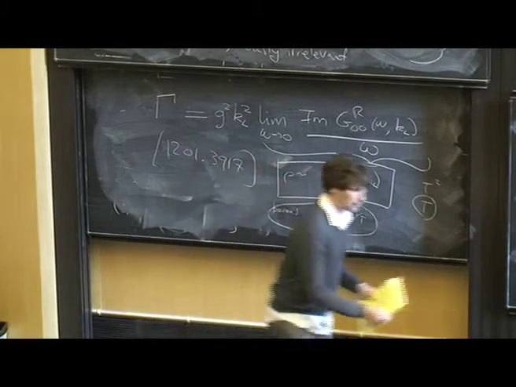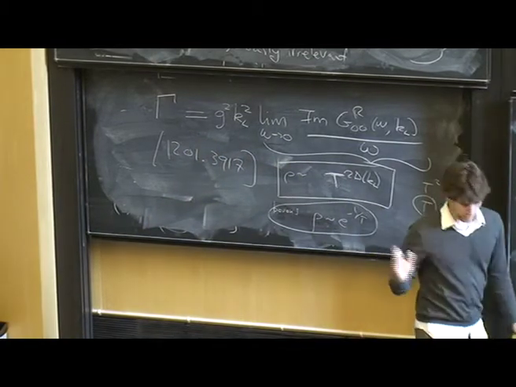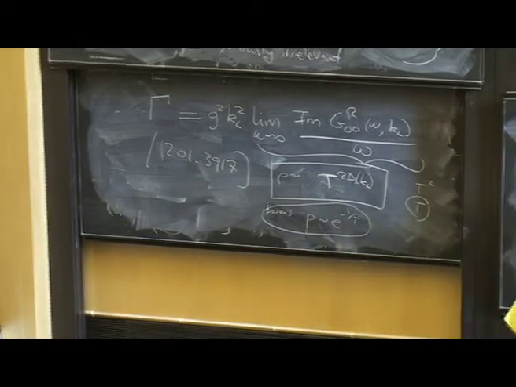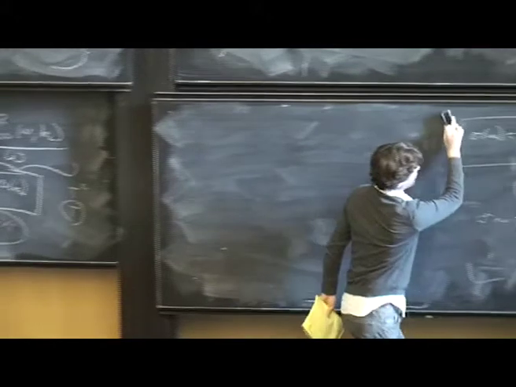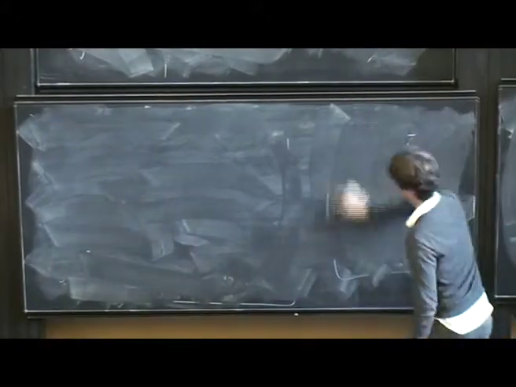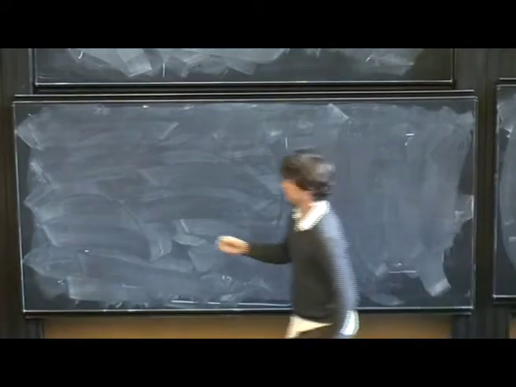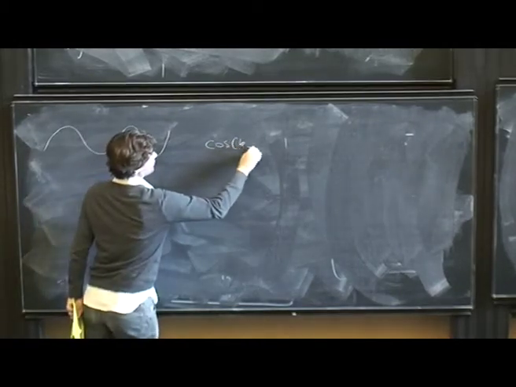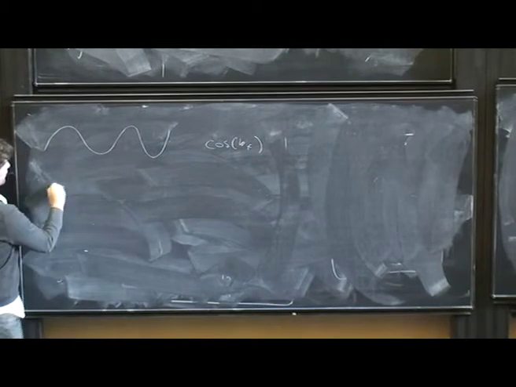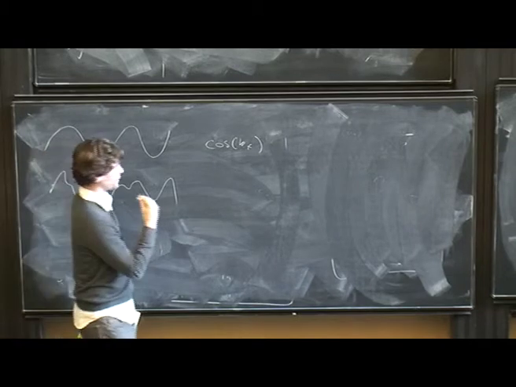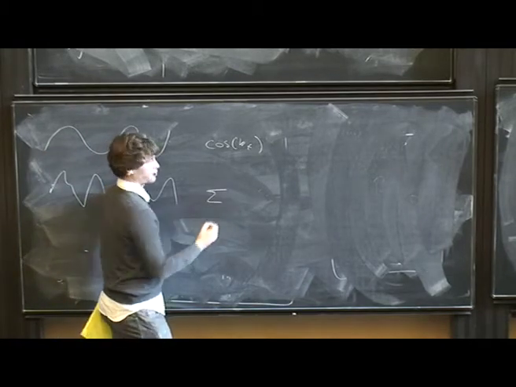Very last comment, just about disorder. So that's the resistivity due to a lattice. What about disorder? Roughly, you can think of it as follows. A lattice is a single harmonic, it's cosine of kx. Disorder is a very complicated function. And one way to model a complicated function is as a sum of cosines with random phases.